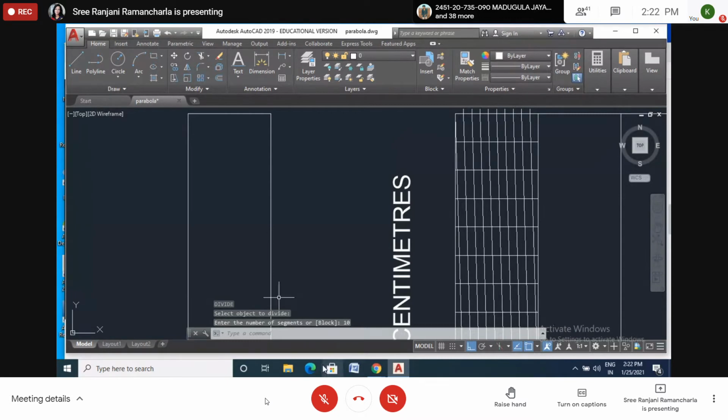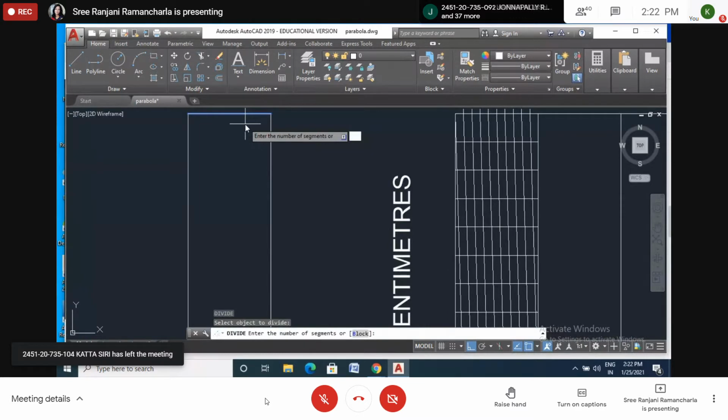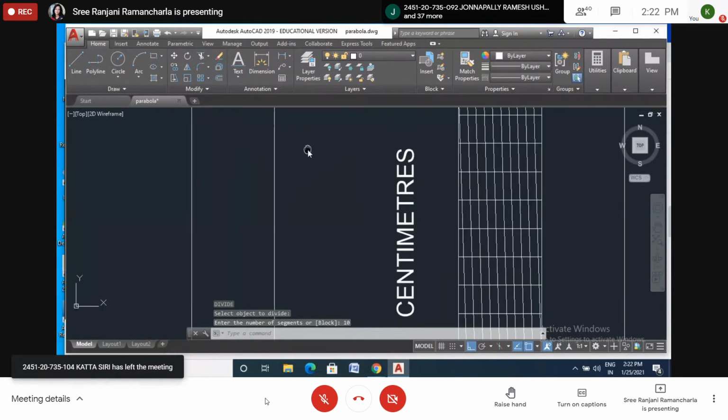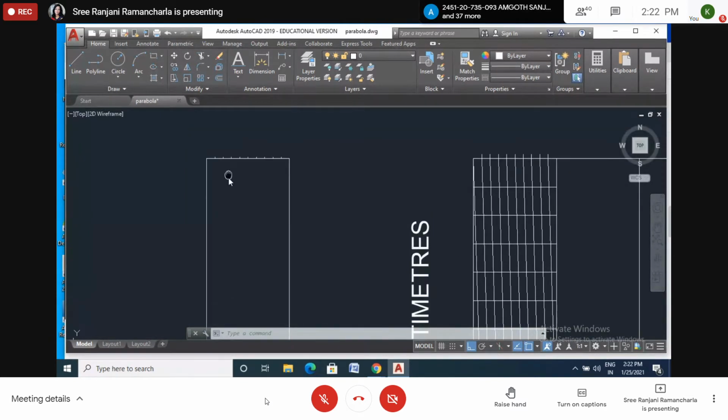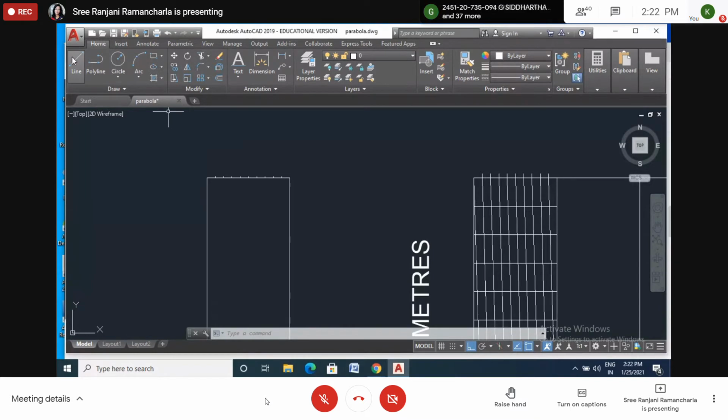Same here also. Again, divide command. Select the object. I will select this one, divide it into equal parts, 10 numbers, and select. So it's over. Now, after you divide, you can't divide here by the same method of taking a line like this, right? Don't divide in this way.